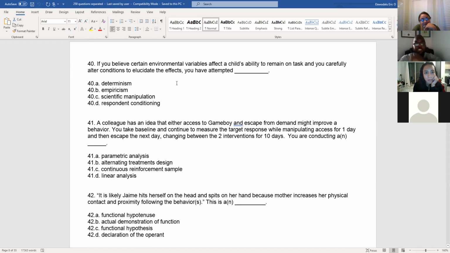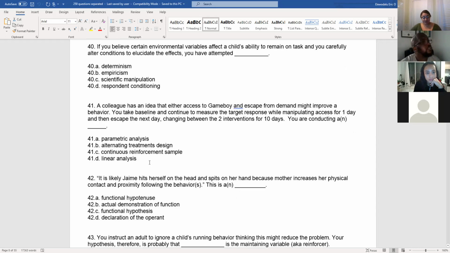If you believe certain environmental variables affect a child's ability to remain on task, and you carefully alter conditions to elucidate the effect, you have attempted scientific manipulation. C, final answer. Any suggestion? I'm thinking C, scientific manipulation. 40, yep, C.